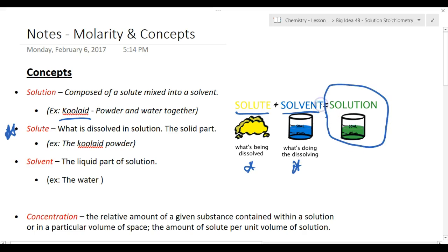It's everything mixed together. That would be your Kool-Aid or your salt water or some type of liquid that has something mixed into it. So your key terms you need to know: solution is both of the things mixed together, solute is the powder, and solvent is the liquid. Make sure you know those. Those are very essential for the remainder of the unit.